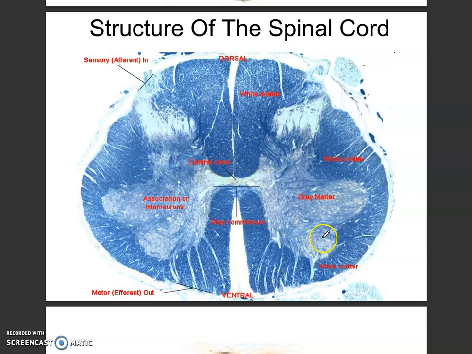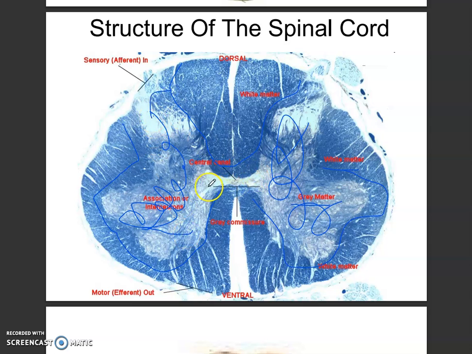There are two types of matter in the spinal cord when they are colored: the gray matter and the white matter. And in the brain, it is the opposite. White matter is inside and gray matter is outside. This whole part is the white matter, and this is the white matter as well. And this part here is the gray matter. It is butterfly shaped, and this is the anterior horn. This is the posterior horn. This is the gray commissure or the gray canal, and this is the anterior horn. This is the posterior horn.